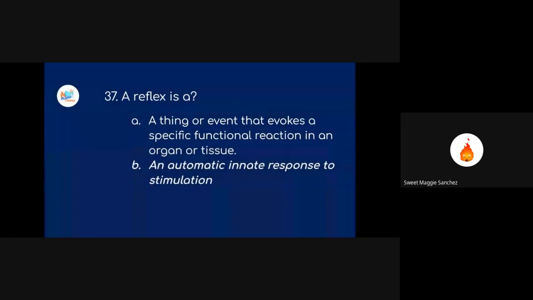Okay. Number 37. A reflex is a, the correct answer is letter B, an automatic innate response to stimulation. It's quite different from letter A, kasi letter A, I took it from the meaning of stimuli. So stimuli is a thing or event that evokes a specific functional reaction in an organ or tissue. So reflex is more response siya sa stimulation. So the stimuli comes first, then comes the reflex. Ayun siya, parang steps. Okay?